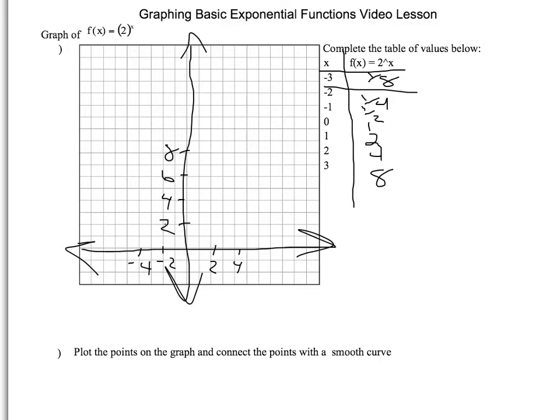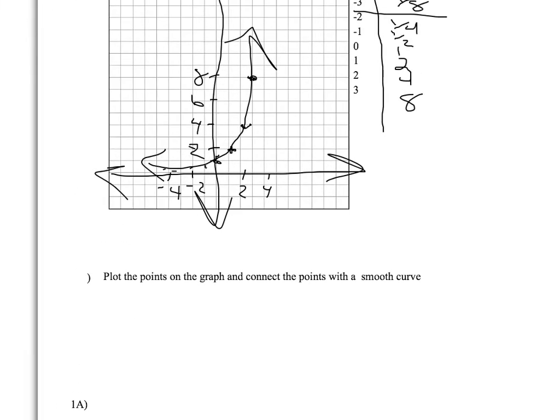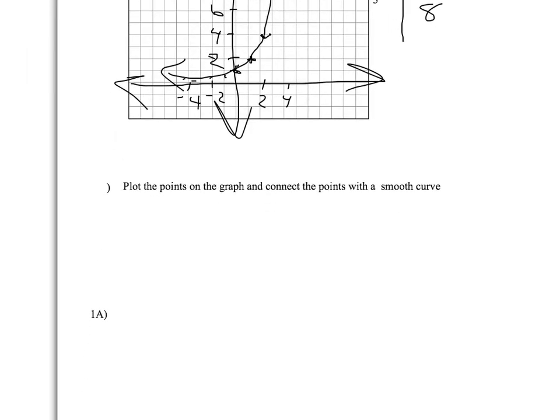I'm going to go backwards, so 3, 8 is one of them. 2, 4 is another. 1, 2. 0, 1. -1, 1/2. And it slowly goes towards 0. So it would look something like that. So we did this part B, which says plot the points and connect the points with a smooth curve. Do not hit the x-axis, please. It will get closer and closer to it, but never actually hit it.